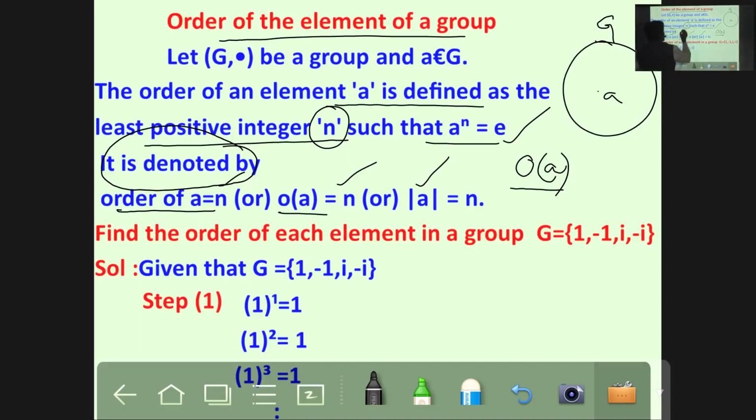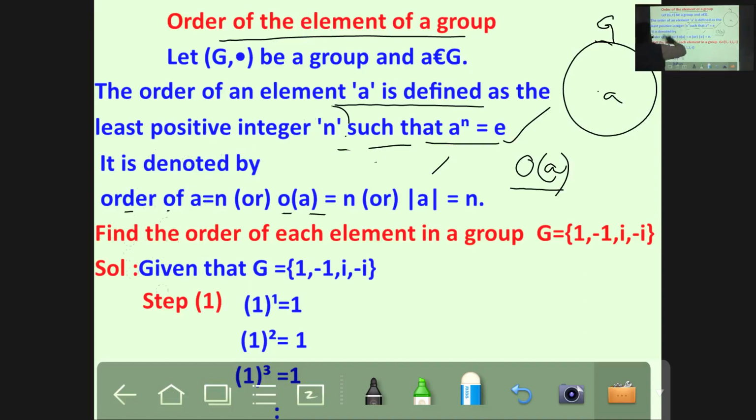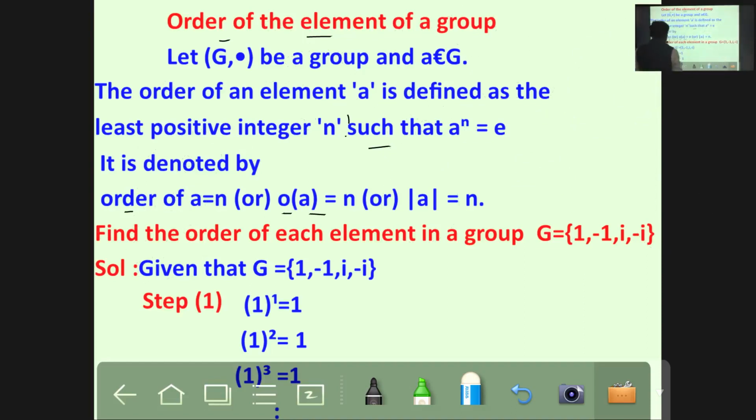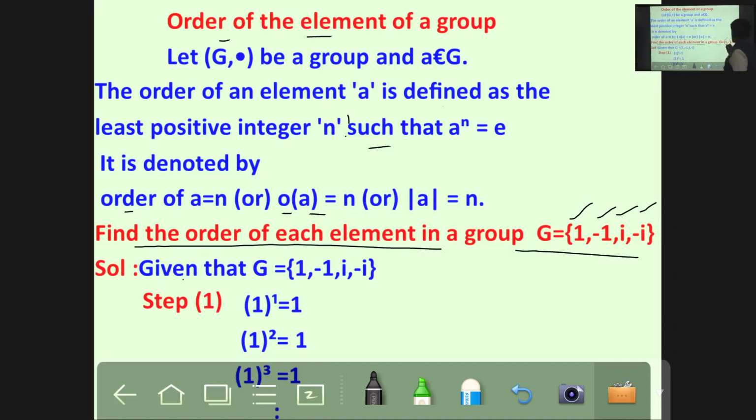So what is the least positive integer? I give an example, then you can understand easily. So this is a group: 1, minus 1, i, minus i. Now you find the order of each element. What is the order of 1? What is the order of minus 1? What is the order of i? What is the order of minus i? Now see one by one.